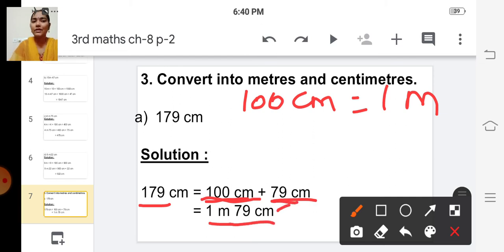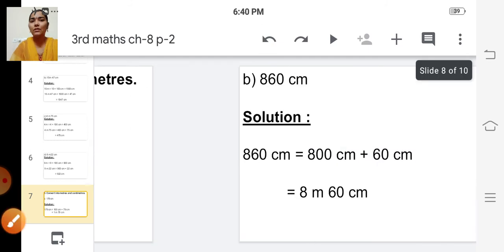Okay, write the 79 centimeters as it is. Okay, children, have you all understood? Yes, so we will do one more problem.